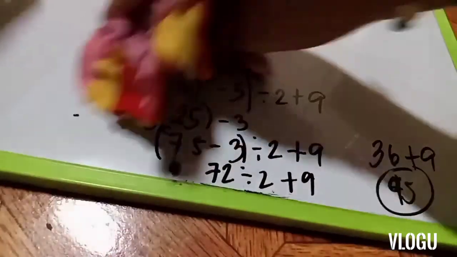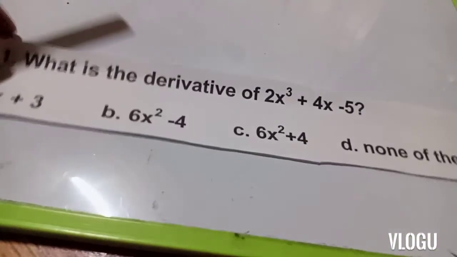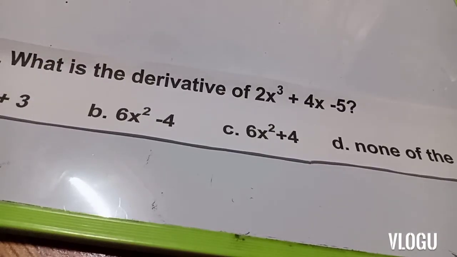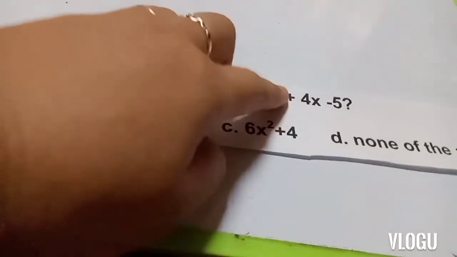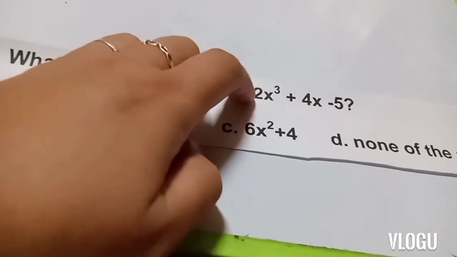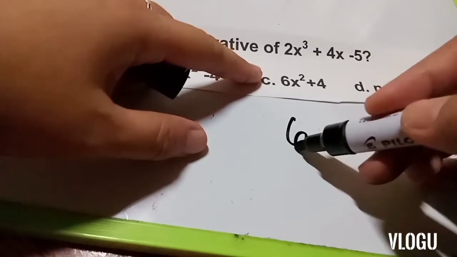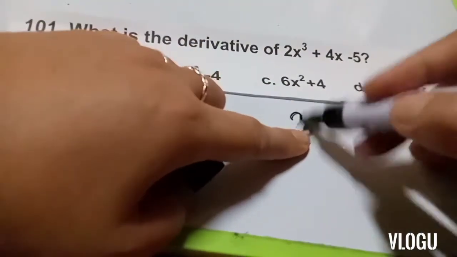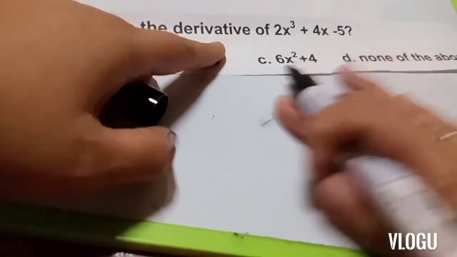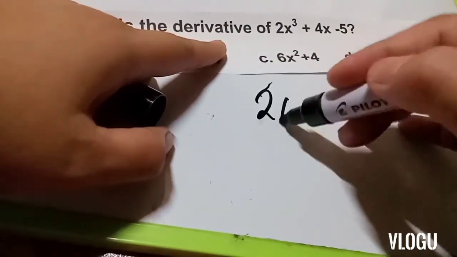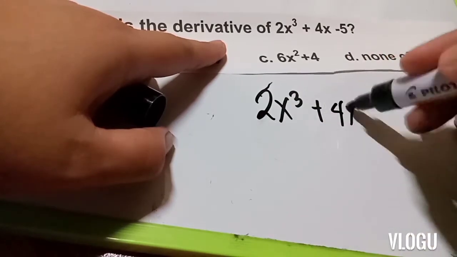Okay, let's proceed to 101. Okay, this is calculus. What is the derivative of 2x cubed plus 4x minus 5? We know the derivative: we subtract 1 from the exponent n and multiply, 3 times 2. So, again, 2x cubed plus 4x minus 5.